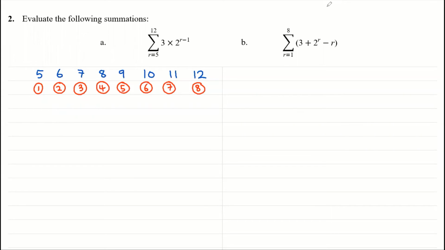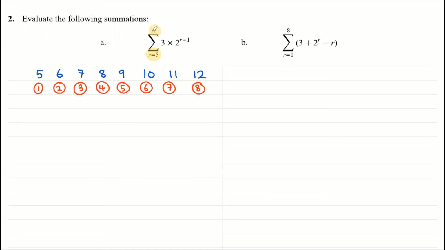Example 2, 2a, in fact, we're going to evaluate a summation, and I want you to just pay close attention to this because this is very important. Please notice the lower limit of the sum starts with r equals 5. So we're evaluating from the 5th value, I beg your pardon, the 5th term of this series, going up to the 12th term of the series.